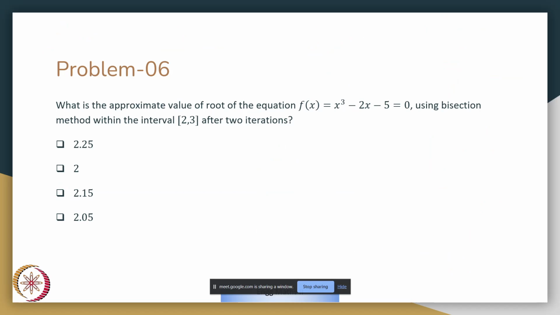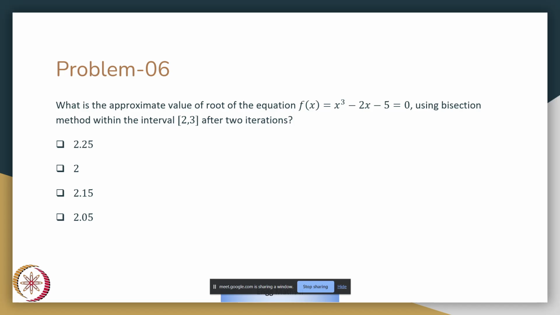For the second half, we'll be looking into the different root finding methods which were covered. Specifically, these include bisection, fixed point, Newton-Raphson, and secant methods. So the first problem deals with the bisection method. We are given a function f(x) equal to x cube minus 2x minus 5, and we want to find its root within the interval 2 to 3. We want to get the approximate value of the root after 2 iterations.